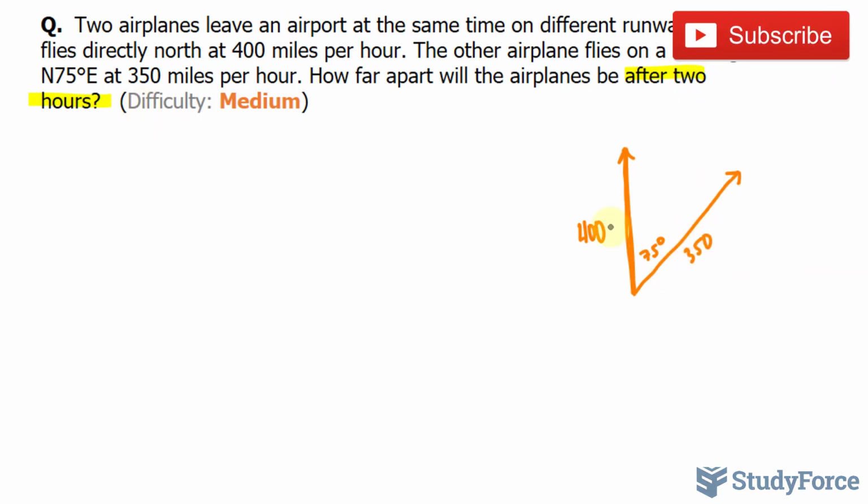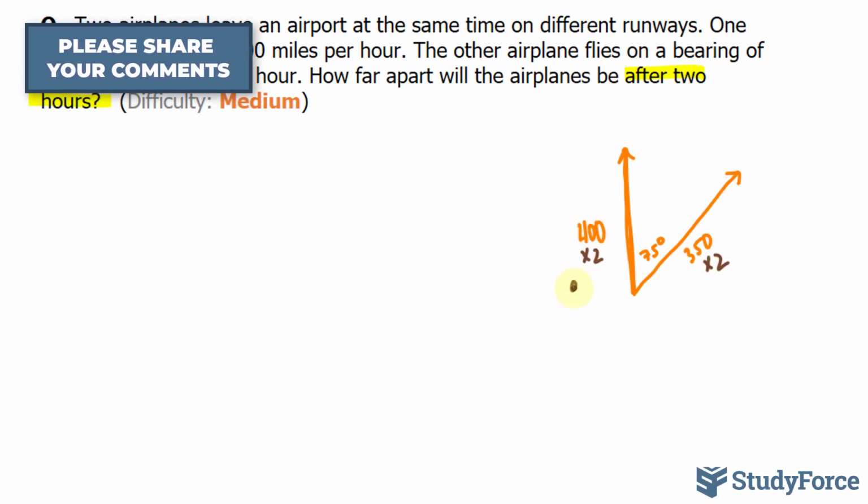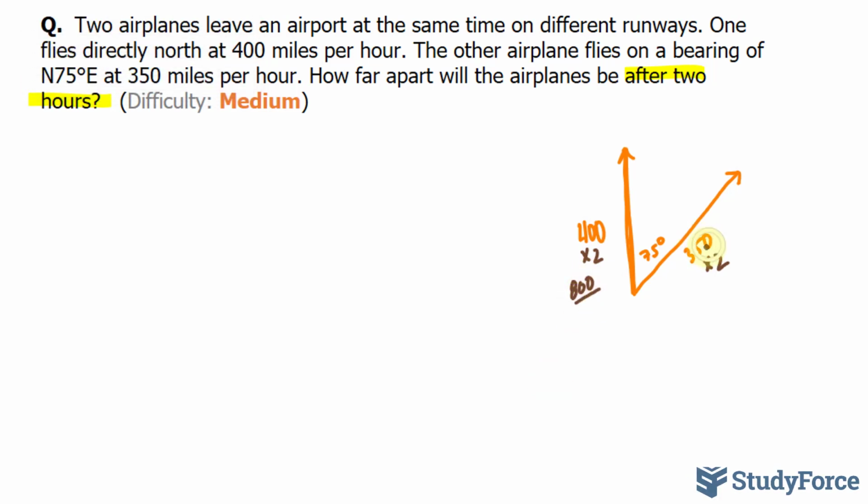Like I mentioned, the twist here comes from understanding the following. You can't use 400 and 350. They tell us after 2 hours. This is 1 hour. Remember, 400 miles per 1 hour. So we have to multiply this by 2 and multiply this by 2. Multiplying this by 2, I end up with 800. That represents the miles. And multiplying this by 2 gives us 700, which also represents the miles.